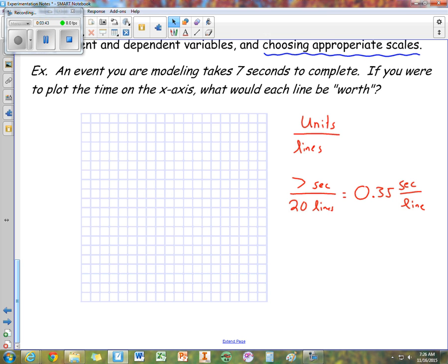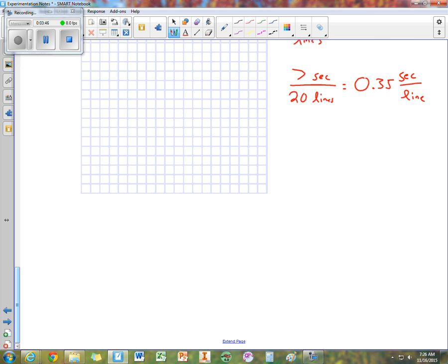It won't always turn out that nice. You may have to do some rounding. But this one's going to turn out pretty nice. I'm not going to write out every single line here. I'm going to go every other line. But each line will still be worth 0.35 seconds. So first we have 0, and then 0.7, 1.4. We're just going up the 7's multiplication table. And there you have it. We have scaled this graph to what we need.